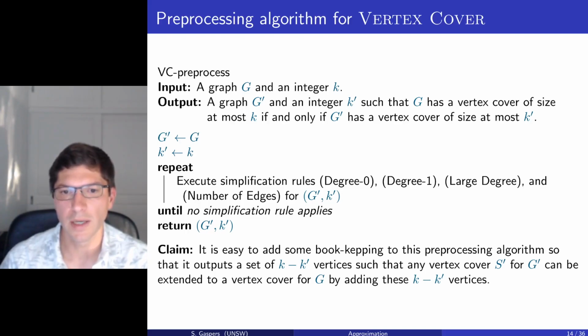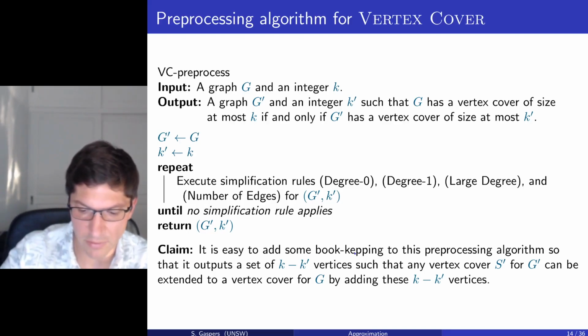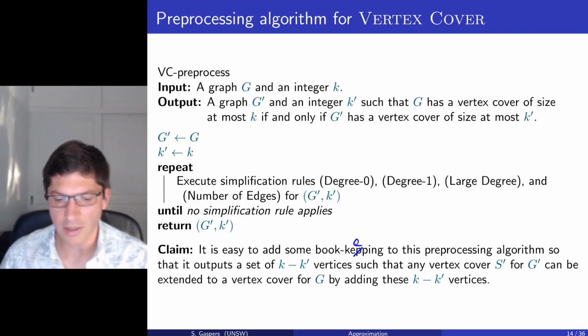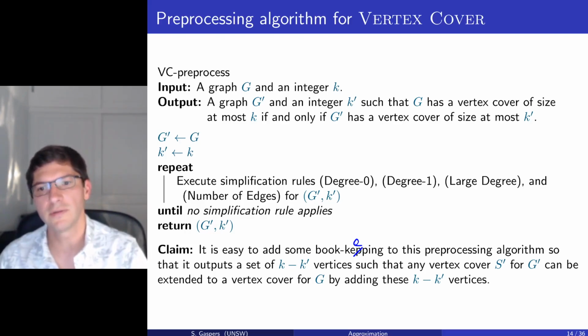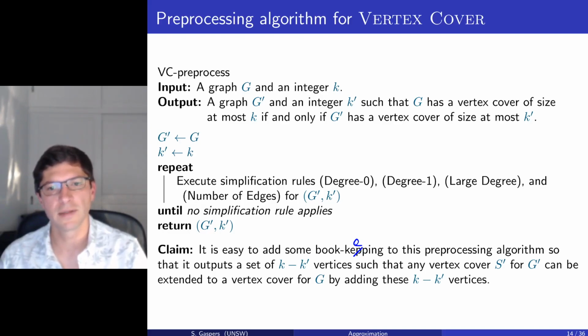So I claim that it's easy to add some bookkeeping to this preprocessing algorithm so that it also outputs a set of k minus k' vertices such that any vertex cover of the resulting instance can be extended to a vertex cover for G by adding these k minus k' vertices.